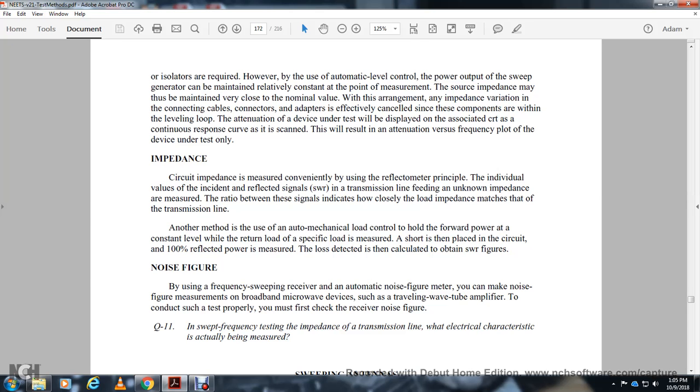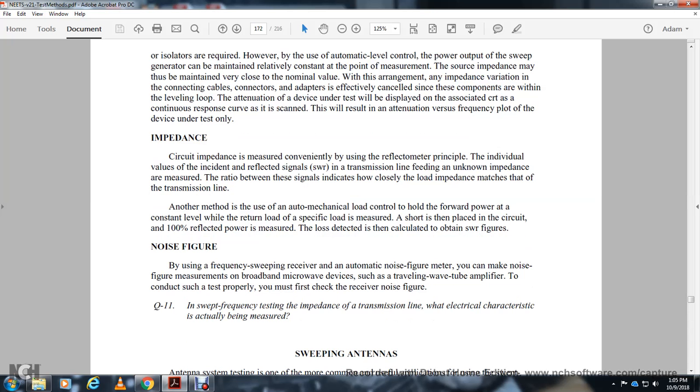Noise figure. With the frequency sweep of the receiver, the automatic noise figure can be measured. You can make noise figure measurements on broadband microwave devices such as the traveling wave tube and the amplifier. To conduct the test properly, we must first check the received noise figure.